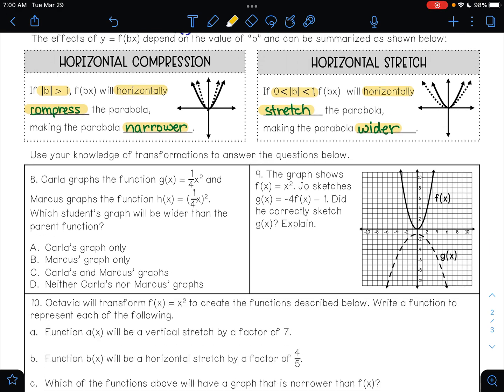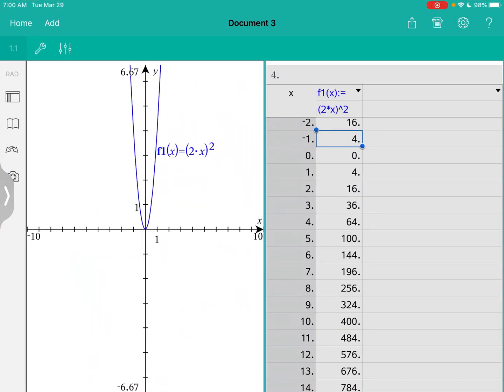So Carla makes a graph of the function g of x equals 1/4 x squared, and Marcus makes the graph of 1/4 x and then squared on the outside. Which student's graph will be wider than the parent function? Well, let's graph and see.